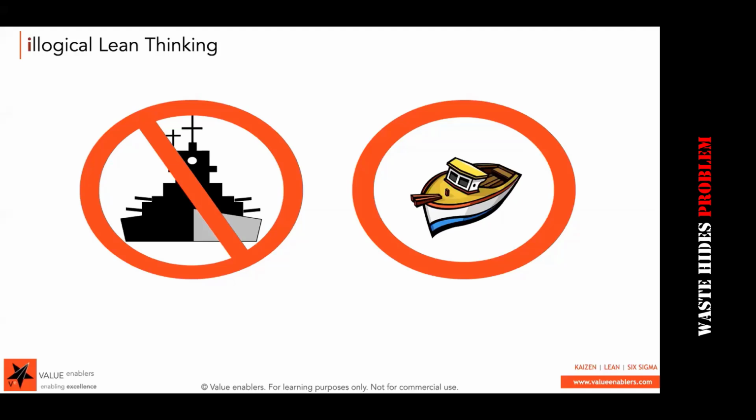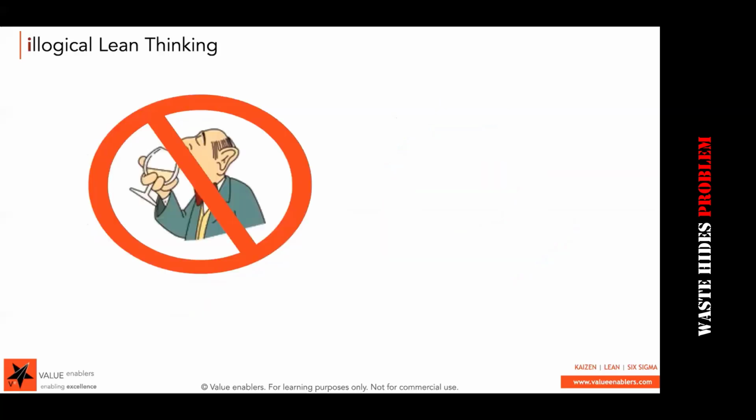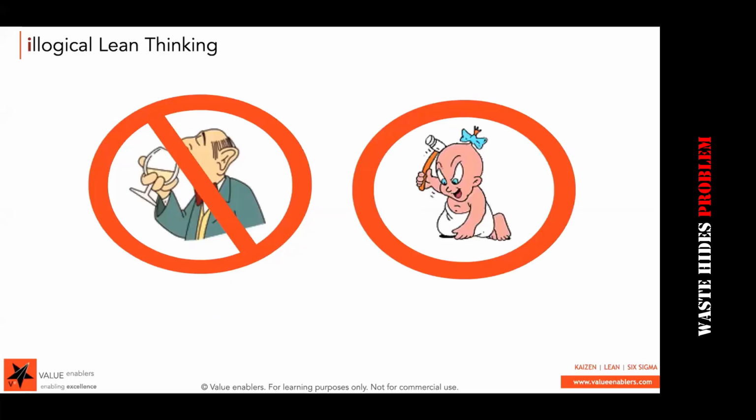I tried to communicate something in this. Let's see if I'm able to communicate this. All right, heavy versus light. So don't build big ships with big guns. Think small and responsible. That's what small improvements are. Excellent. Thank you. I think I have communicated that.